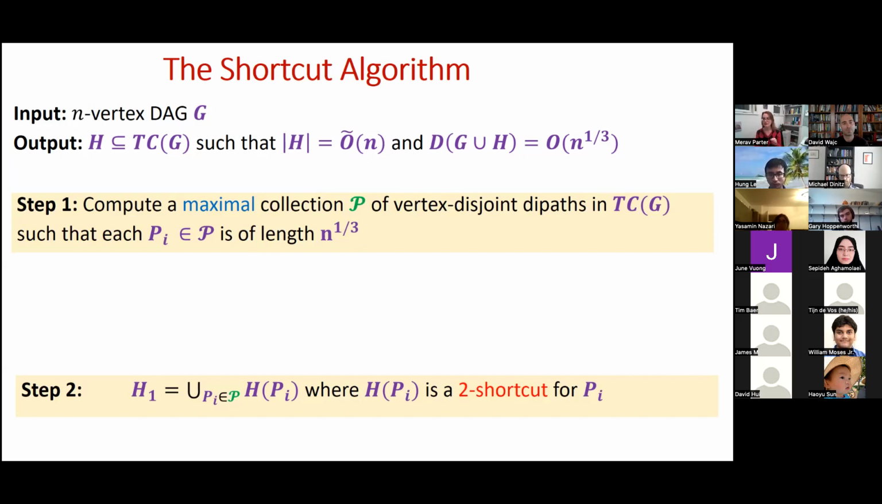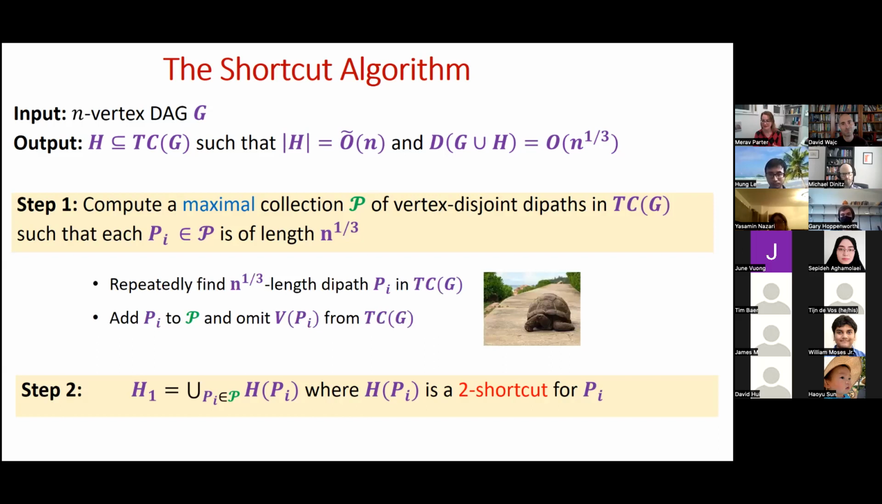A very important fact of this step is that it is applied on the transitive closure of the graph. So the directed paths that we are going to compute now are not in G. They are computed in the transitive closure of the graph. And now I'm going to present a super lazy way to compute these paths. This is what we do. We look at the transitive closure and we look for a directed path of length n to the 1/3. We find one, we add it to the collection, and we omit all the vertices of that path from the transitive closure. And we continue.